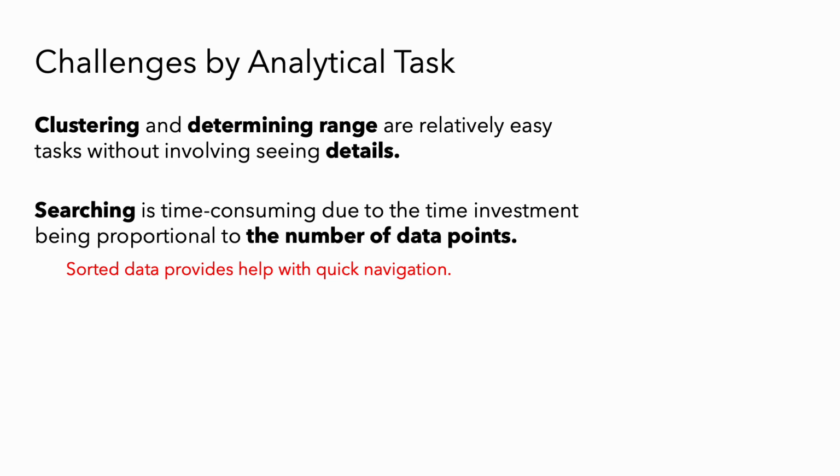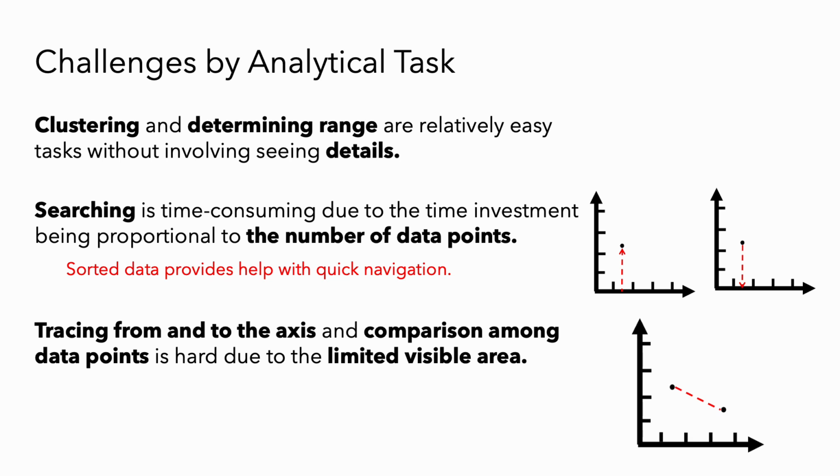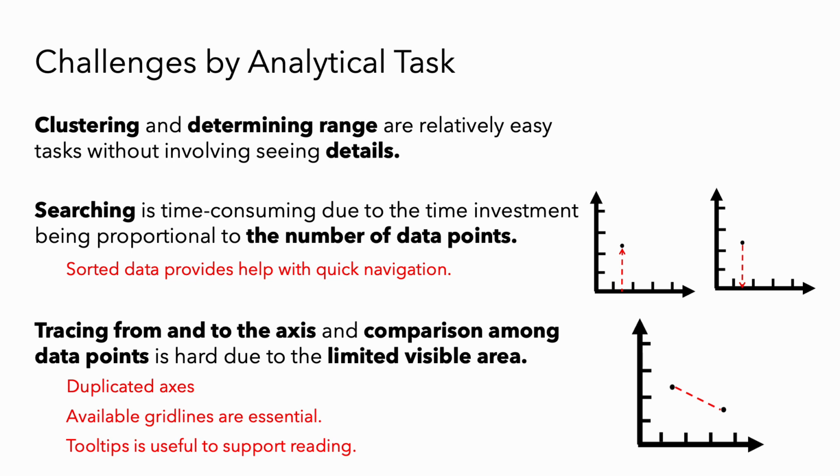Tracing from and to the axis, and comparing among data points is hard due to the limited visible area, and thus, duplicated axis and abundant available grid lines are essential to help participants. To support reading values, several participants also suggested the tooltip feature.